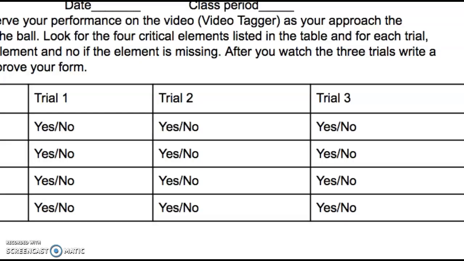So for day 12, this is our psychomotor self-assessment. This is directly from the assessment-driven book on page 94. Students will be videotaped using Video Tagger, the app we discussed in class, and they will observe their performance on the video, looking for these 4 critical elements. For each trial, they have 3 trials.